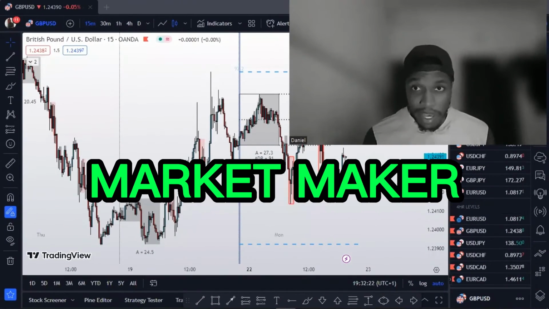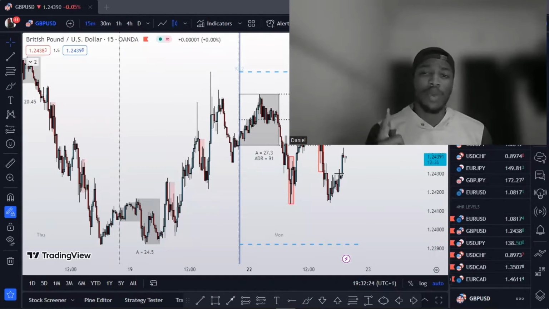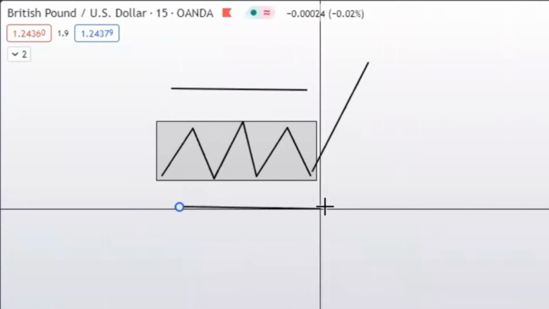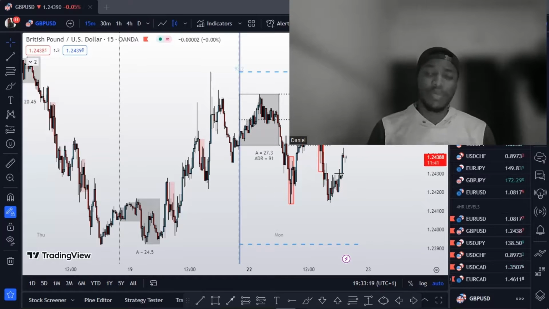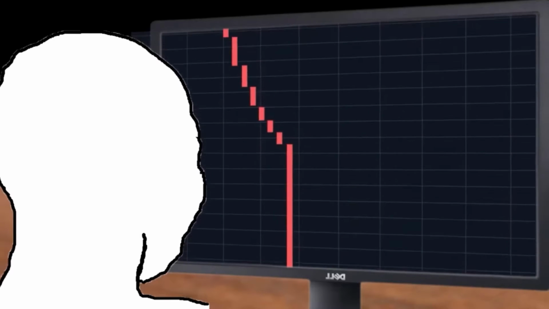In order to beat the market maker, you have to trade in line with them. And one of the ways you can beat the market maker is by trading the Asian session liquidity. The Asian session liquidity are liquidity areas located at the top and at the bottom of the Asian range. And these liquidity areas are usually exploited by the market makers during the London session.